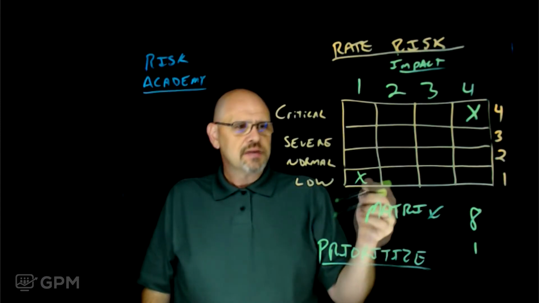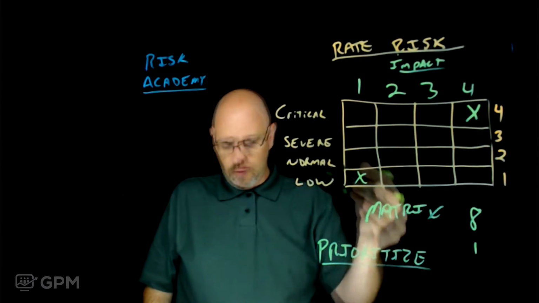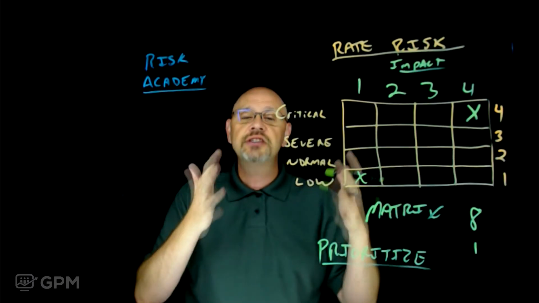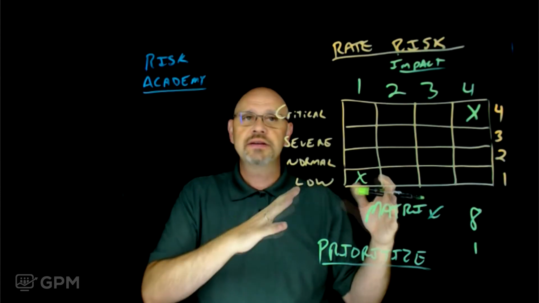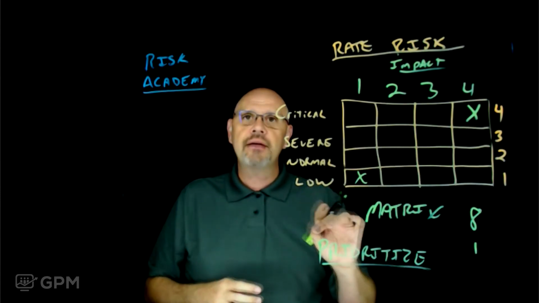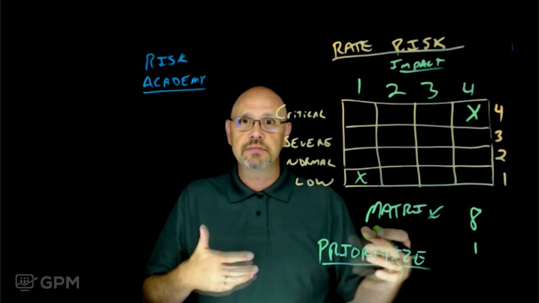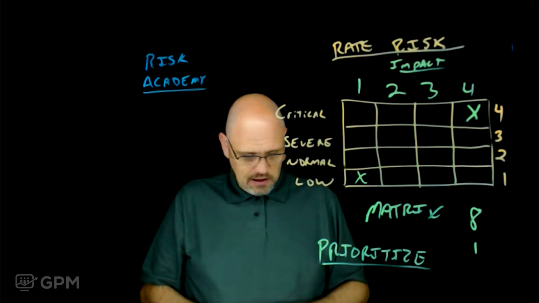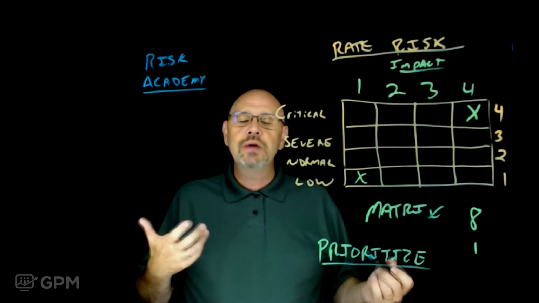So once we work our way through these, and again, you rate each individual risk according to this, then you have to come out and prioritize them. So, all right, now I've got my prioritization list. Well, what do you actually do with that?